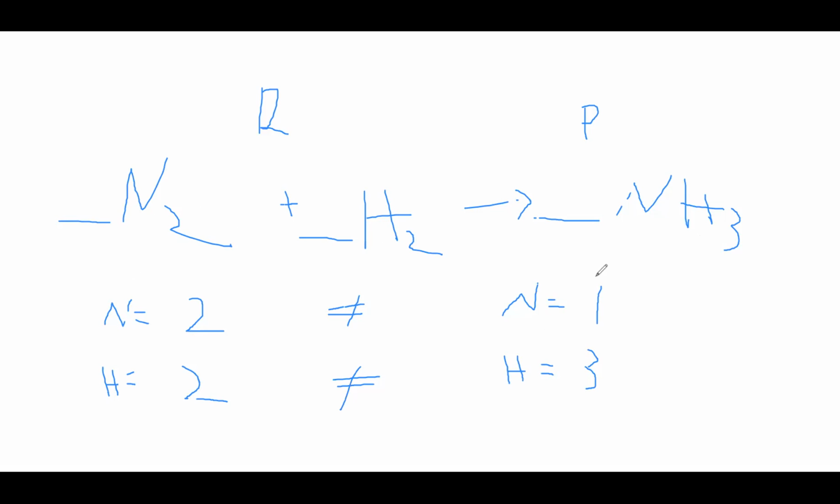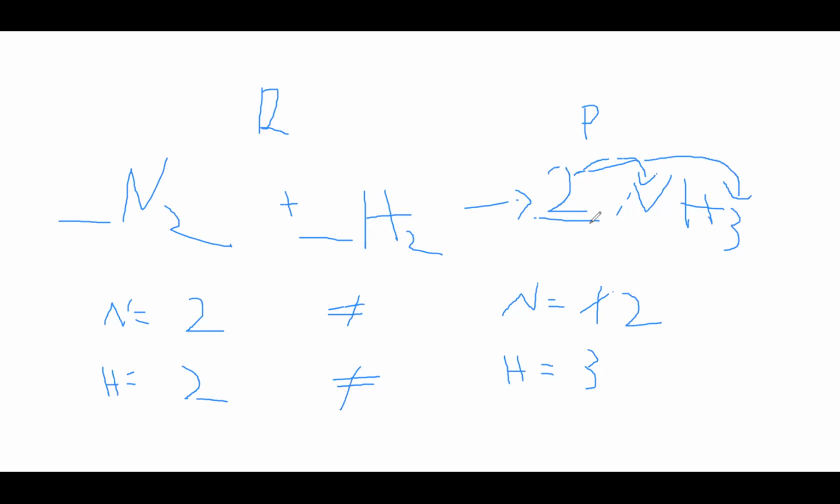So how do we add another N? By putting a 2 in front of the N? Exactly. So if we change this coefficient to a 2, let's see what that does. The 2 applies to the N first. So we have 2 N's now. Our 2 also applies to our H's.